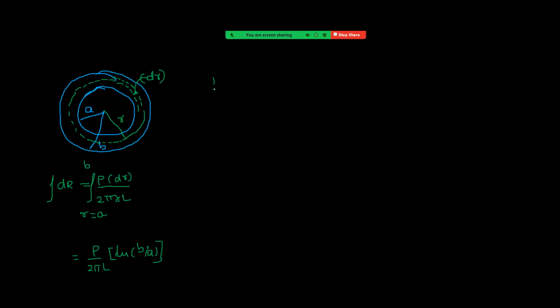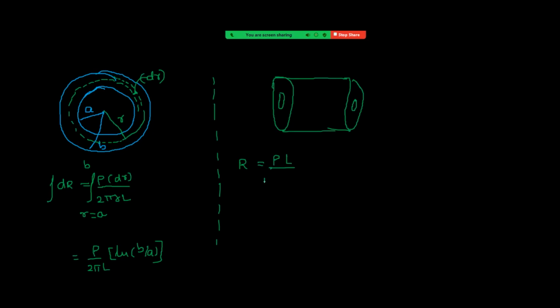Now the second one: if current flows lengthwise, simply see what we can do. Resistance R equal to rho L by area, L is L only. Coming to area, it is outer area minus inner area, so pi into B square minus A square. So it is a very simple and direct one. Okay. So like this, we can solve questions based on calculation of resistance.